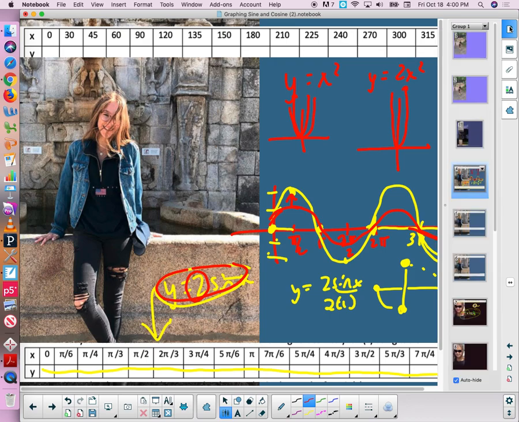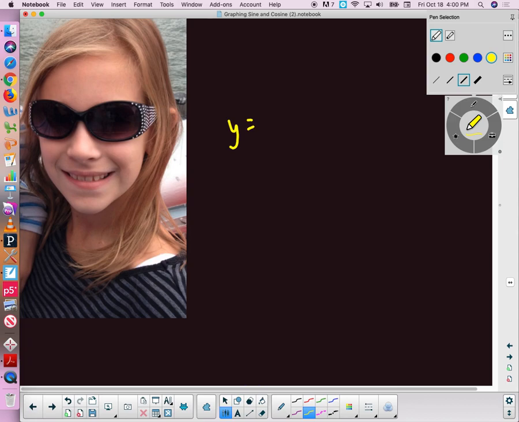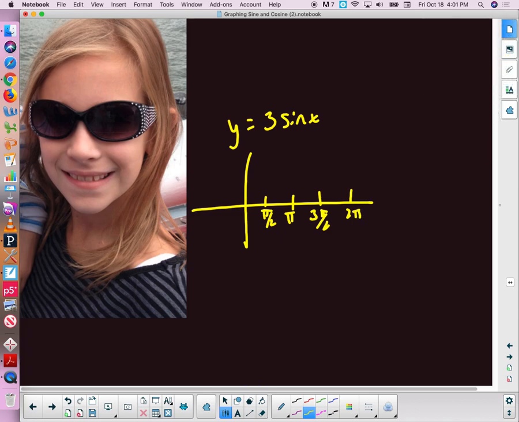So if we want to graph something like y equals 3 sine x, once you know what the sine wave does, pi over 2, pi, 3 pi over 2, the period's 2 pi. That one's going to have what we call an amplitude of 3. So it's going to start here, go up 3, back down, down 3, back up. Like this, and it'll just do that over and over again.